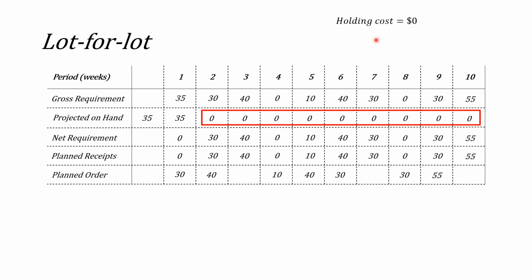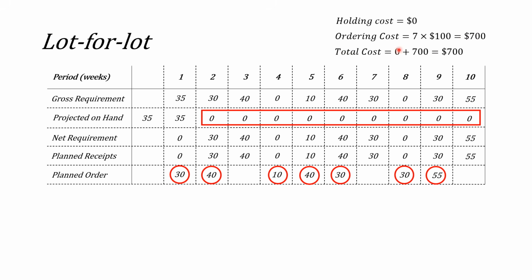The next part is my ordering cost. Now in this question, I've placed my order 1, 2, 3, 4, 5, 6, 7 times, right? So my ordering cost is going to be 7 times the $100 of my setup cost per order. That's my ordering cost. It will give me 700. So the total cost of using lot for lot actually is 0 for my holding cost.